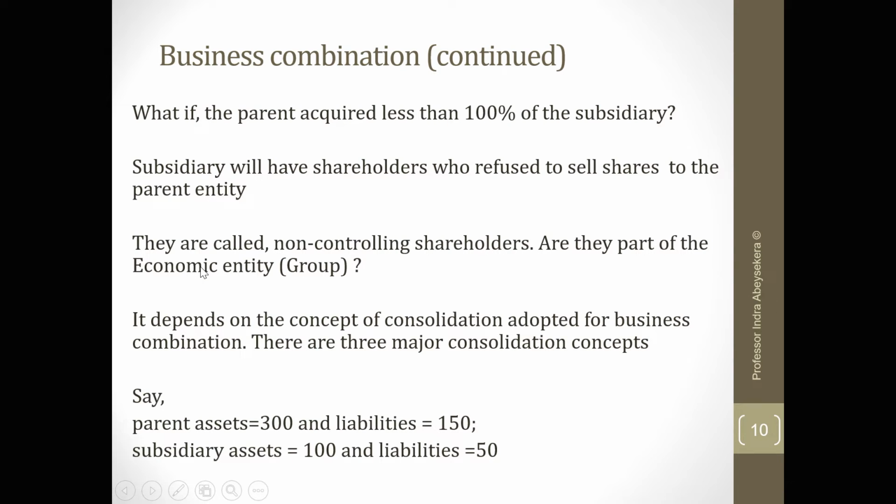When parent acquires a subsidiary, it can acquire all ownership interests in the subsidiary. Sometimes it may not acquire all such interests, and there could be some shareholders in the subsidiary who don't want to sell their shares to the parent. And those shareholders are called non-controlling shareholders. But the question is, are they part of the economic entity or the group?